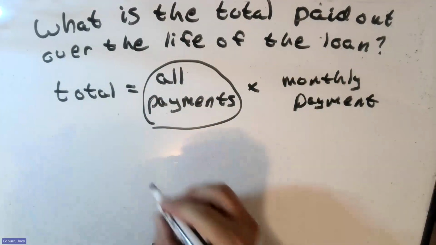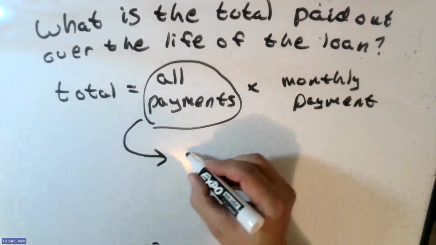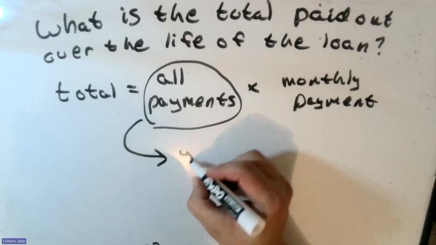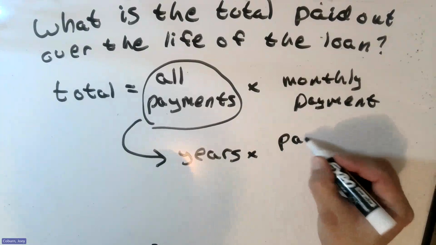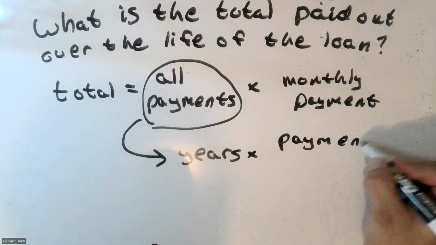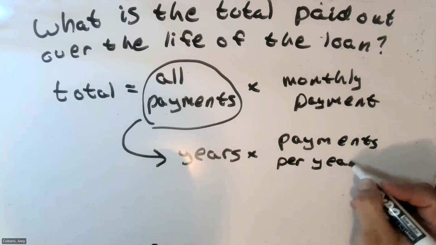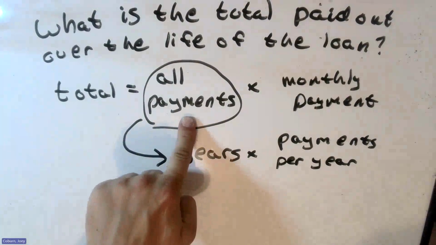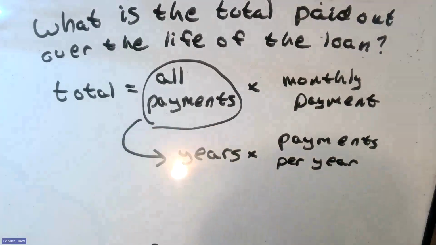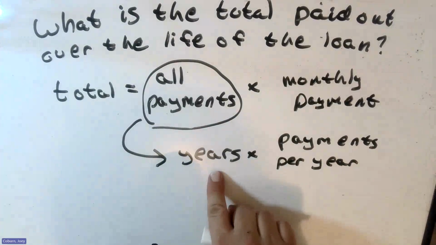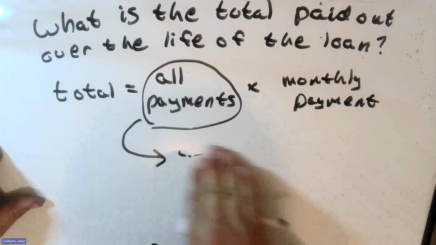Now, remember, we're paying this for 10 years. So what we want is years times payments per year. We're just finding this number first. This one we've already found. We know what our monthly payment is. We need this number, which is going to be the number of years times the number of payments per year. And actually, let me rewrite this a little differently.